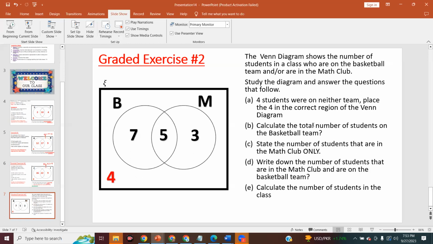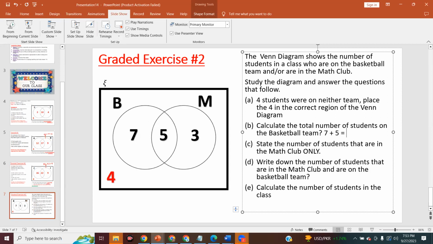It says calculate the total number of students on the basketball team. What y'all have for that? 12. How y'all get 12? I added 7 plus 5. 7 plus 5 is 12. Very good. 7, 8, 9, 10, 11, 12.